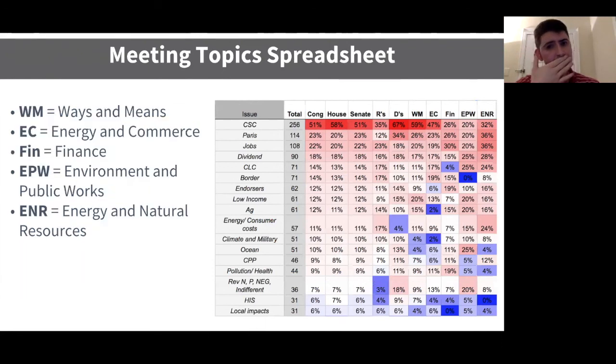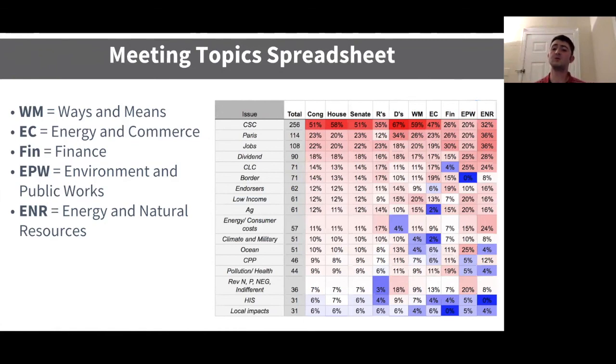Next slide. And then working across the top in the columns, you have the total number of mentions. You have all of Congress. You have the House. You have the Senate. You have Republicans. You have Democrats. WM is Ways and Means. EC is Energy and Commerce. FIN is Finance Committee. EPW is Environment and Public Works. And ENR is Energy and Natural Resources. These are the possible committees of jurisdiction for looking at carbon fee and dividend.